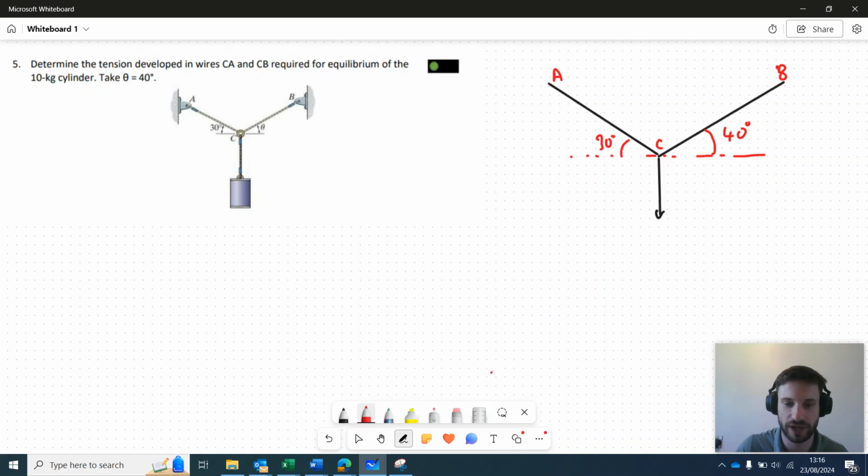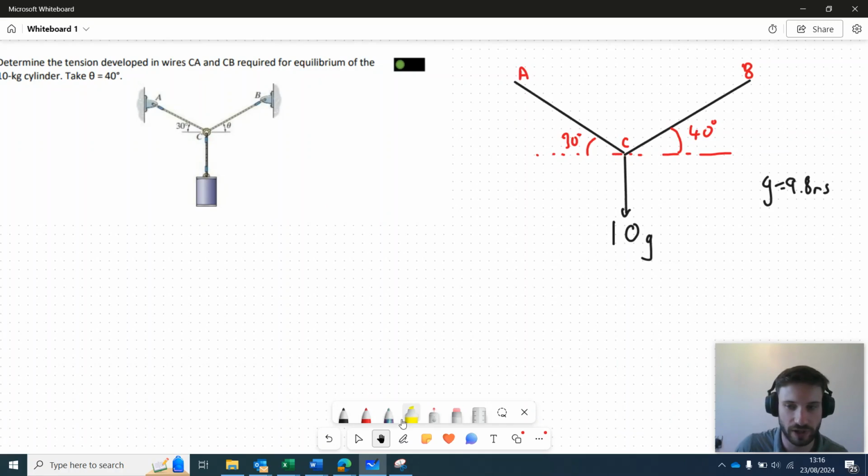And we have this force acting down. There's only one force here, and it is the weight of this cylinder, which we can describe as 10g. I'm trusting that you're familiar with the gravitational constant, where g is equal to 9.8, or in this example, I'm going to call it 9.8. Some people might call it 9.81, and that's okay too. 9.8 meters per second squared.